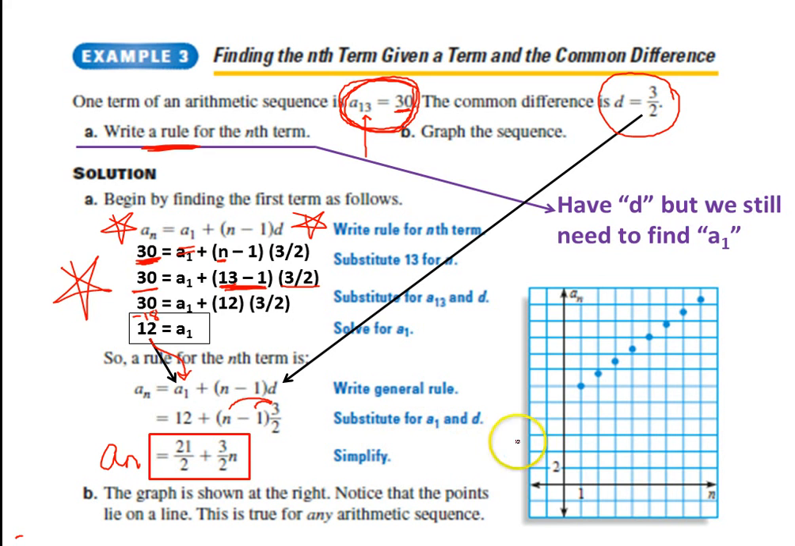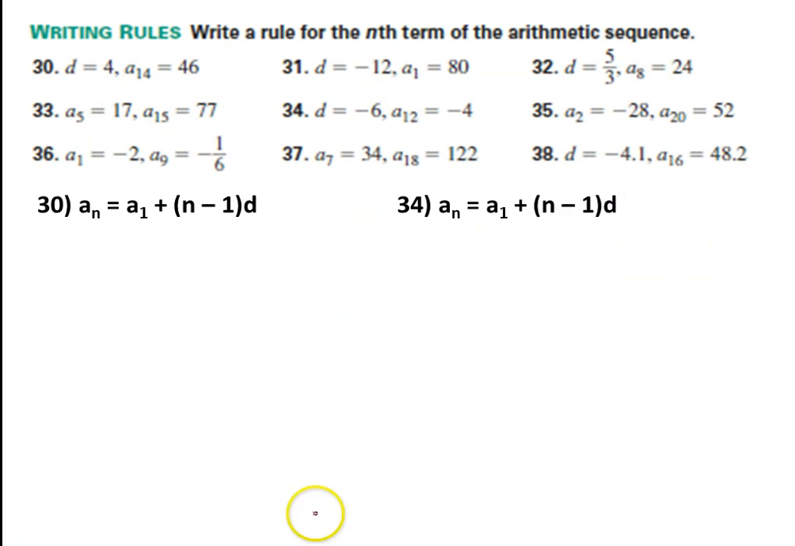How do you graph? You just plug in your terms. Plug in 1 and see what you get for an answer. Plug in 2, see what you get. Plug in 3, see what you get. And you should get a line. That's why these are arithmetic. They have a common difference, so they're going to give you a line. So let's look at 2 more.